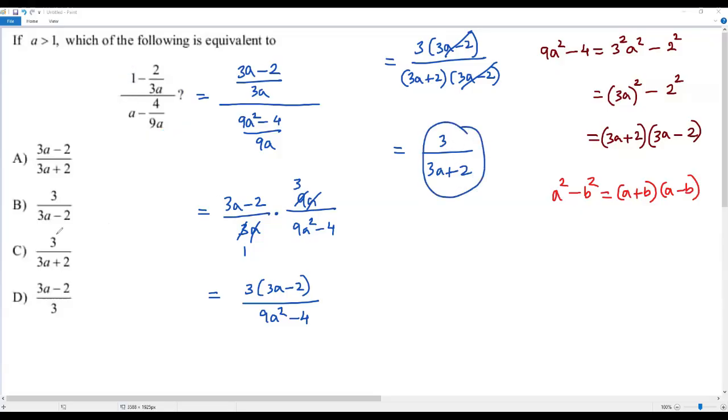We get this exactly in answer choice C. The correct answer choice for this question is C.